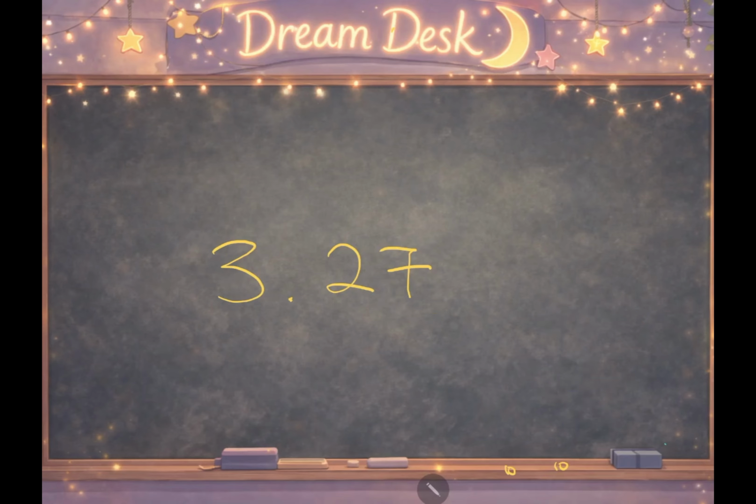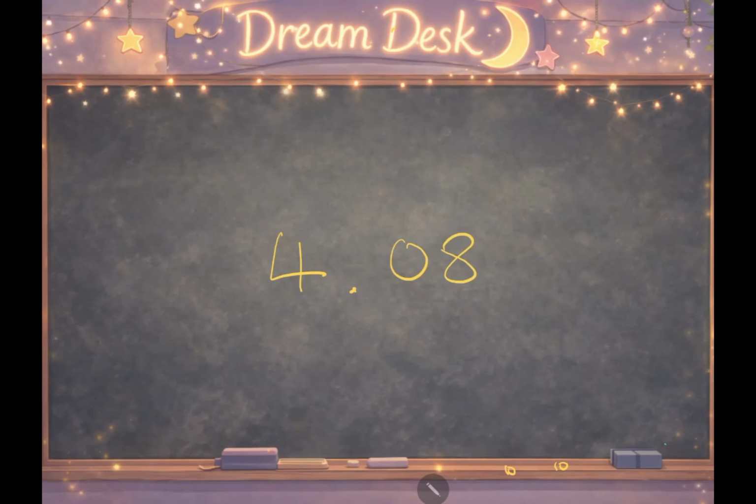Then what is the place value of digit 2? Pause the video please and think about it. Yes, that is right. Place value is tenth. Then what's the value of digit 2? Yes, it is 0.2, or you could also write it as 2 over 10. Lastly, how do you read this number? That is right, it's four point zero eight.